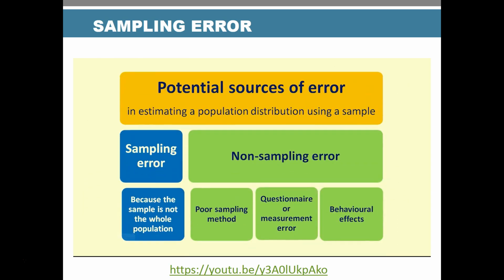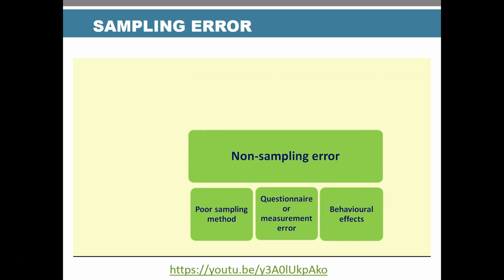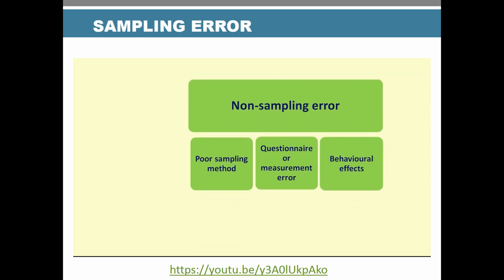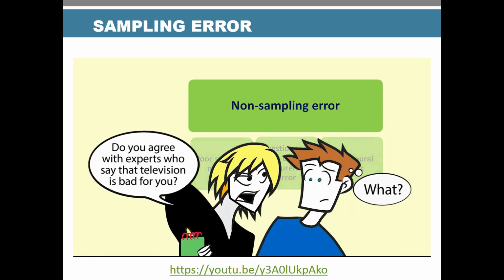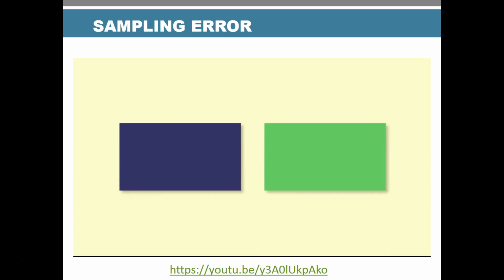The other errors that may occur when a sample is used to infer about a population are categorized as non-sampling error. Examples of non-sampling error are badly worded questions and self-selection of sample members. Both of these can cause bias, which is a non-sampling error. There are many sources of non-sampling error, which we will talk about in our companion video, Bias and Non-Sampling Error.